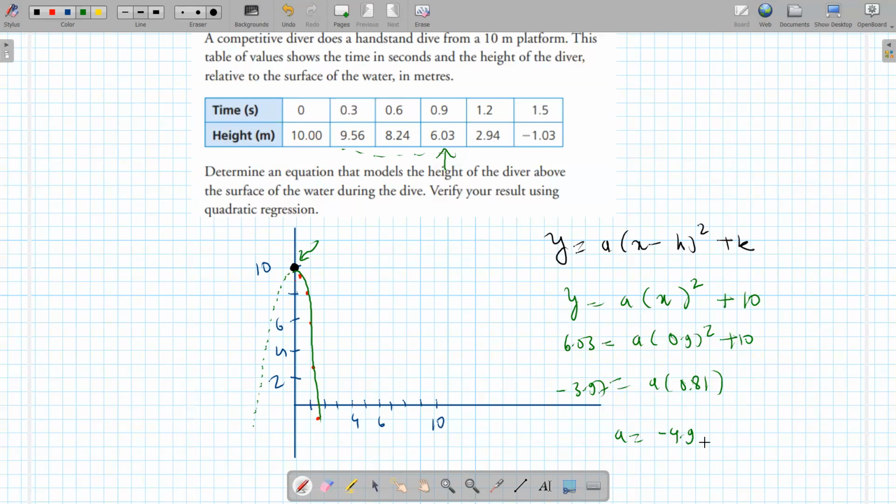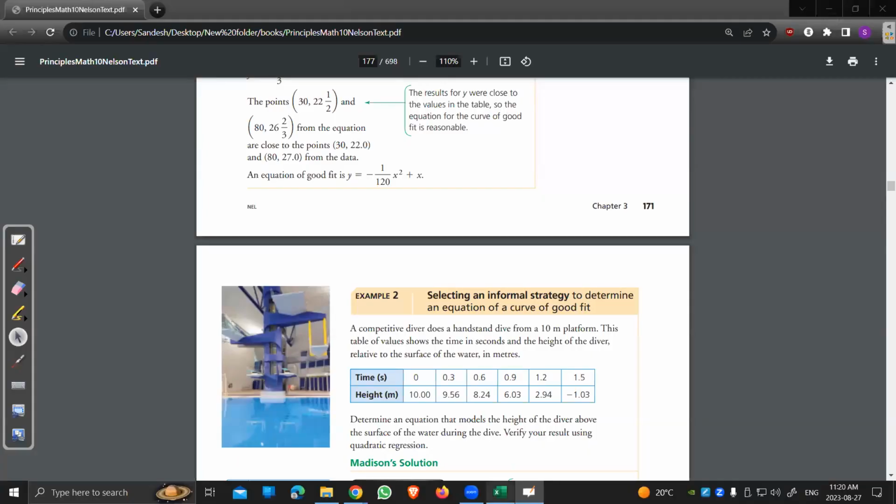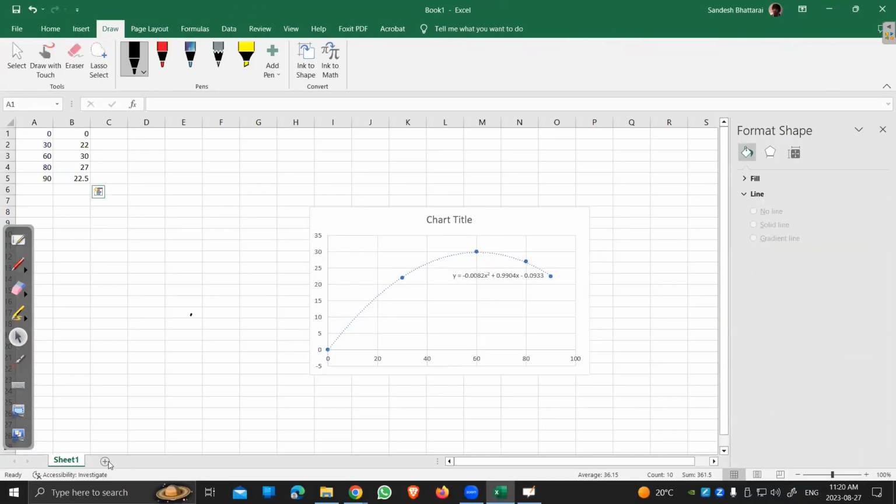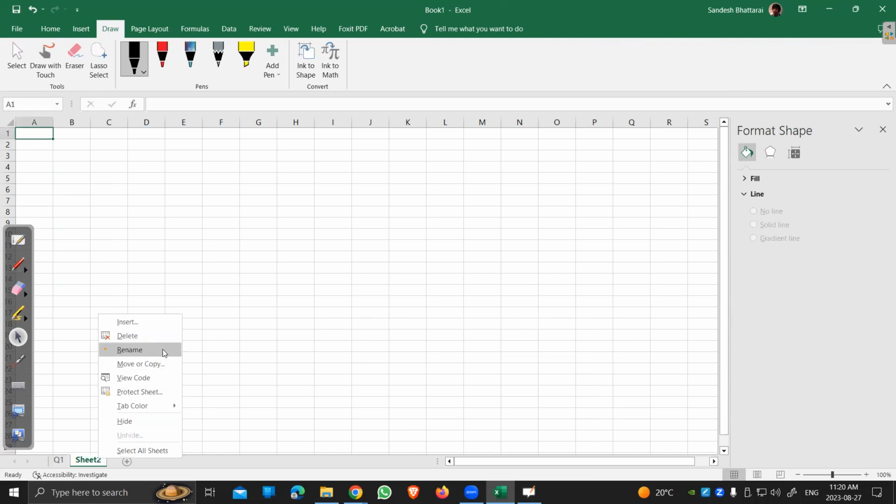So our equation is negative 4.9 x squared plus 10. That is our equation. Now we're going to verify this. You can open a new sheet here. You see down there, sheets? You can even rename it. You usually do this if you're doing a project, to stay organized. So it's going to be question 2, right?